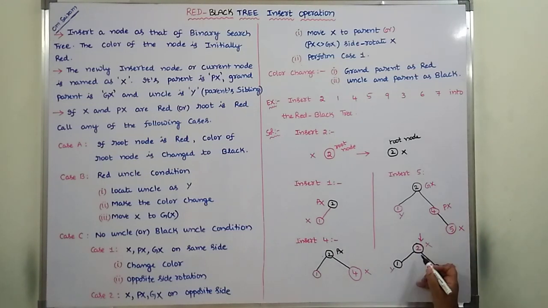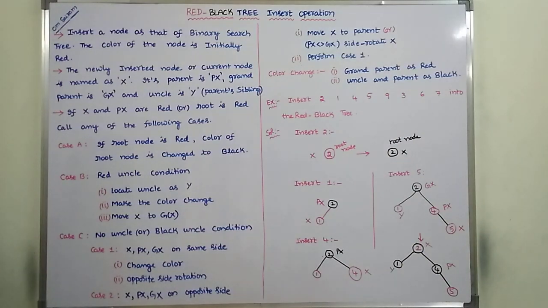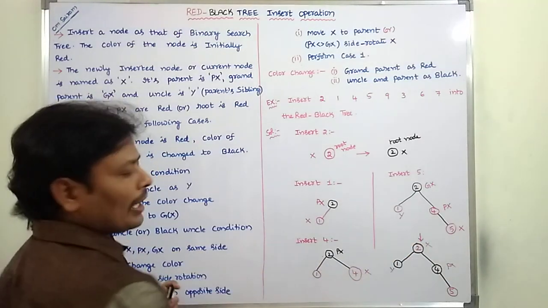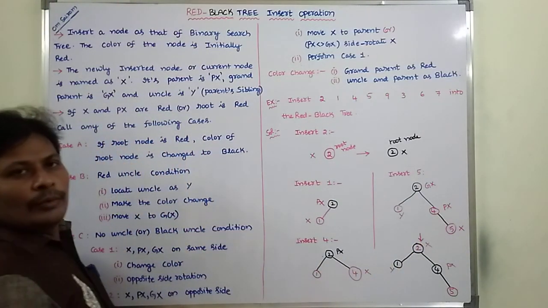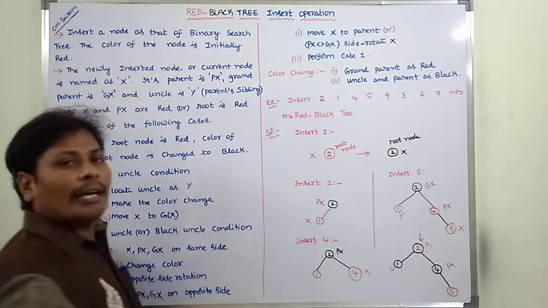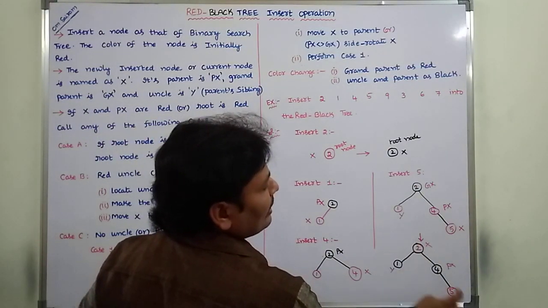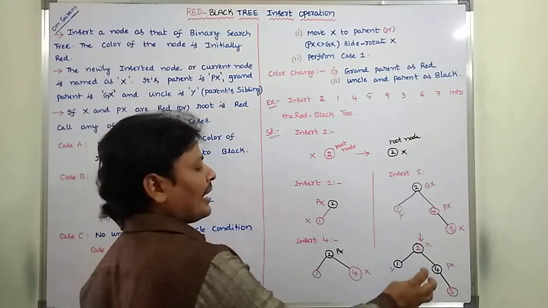Okay. So now 2 has changed from red to black. Now we have to check whether this is a red-black tree or not. The root node is black. Next, does any path contain two consecutive red nodes? This path does not contain any two consecutive red nodes. This path does not contain any consecutive red nodes. So this is a red-black tree.